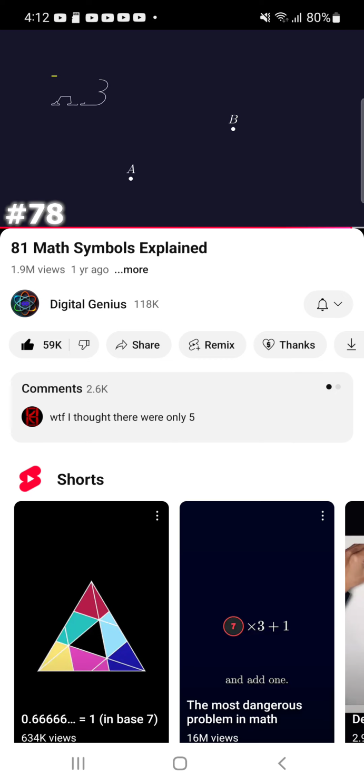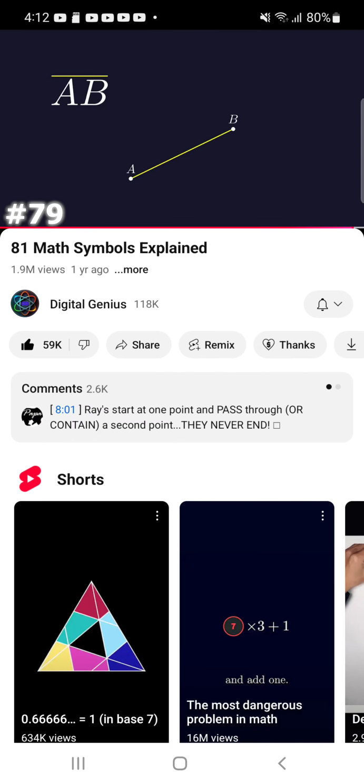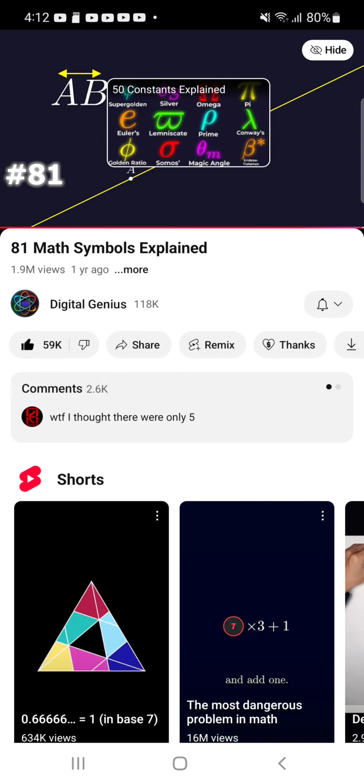Bar over 2 points represents a line segment between those points. Arrow over 2 points represents a ray starting at the first point and ending at the second point. Arrow pointing in both directions represents an infinite line passing through both points.